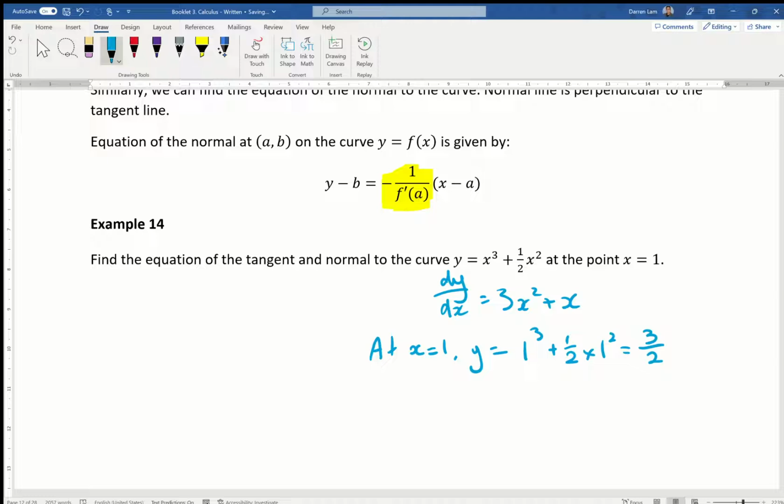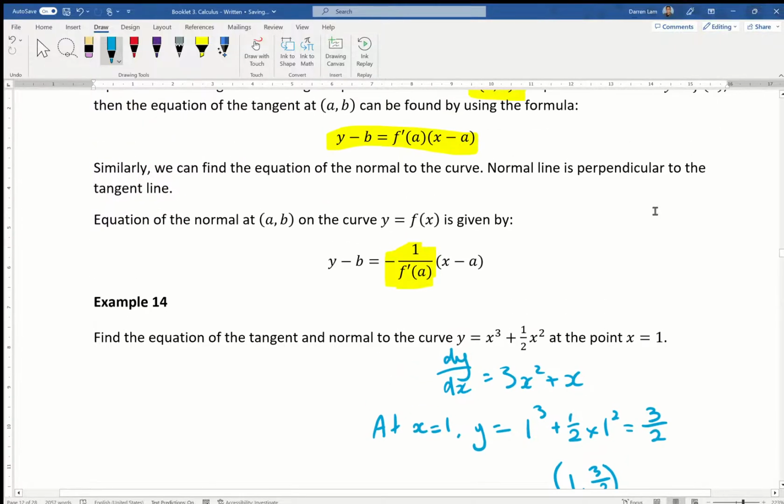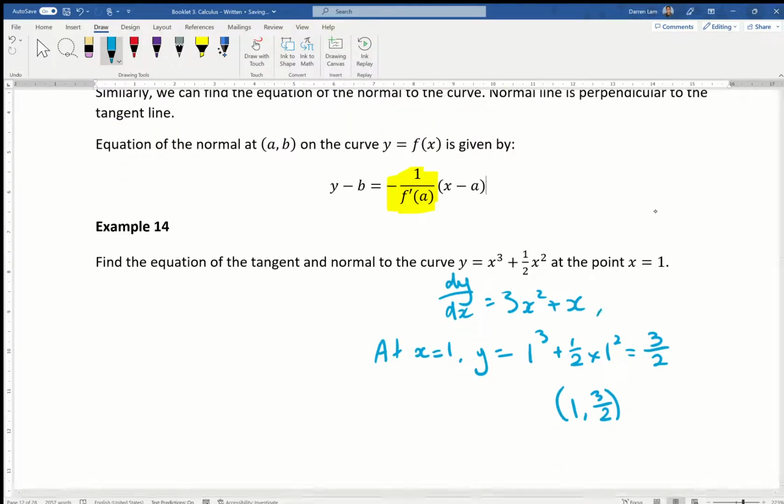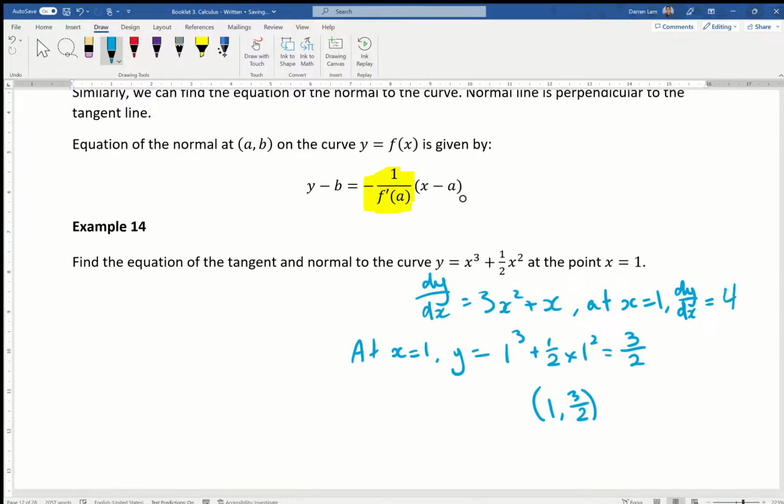Am I going through this too quickly? Okay. So I have the point (1, 3/2), and my gradient function up there as well. Now we're specifically looking at tangent first, it wants the gradient at our x value of 1. So I should say, I'm going to add it in here, at x equals 1, dy/dx equals, again substituting, gives me an answer of 4.